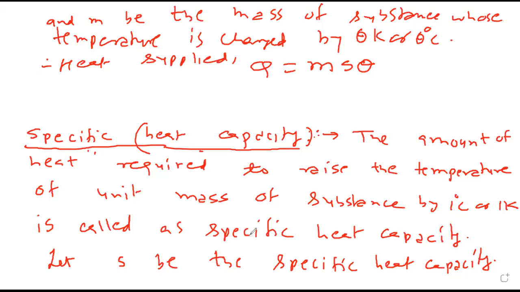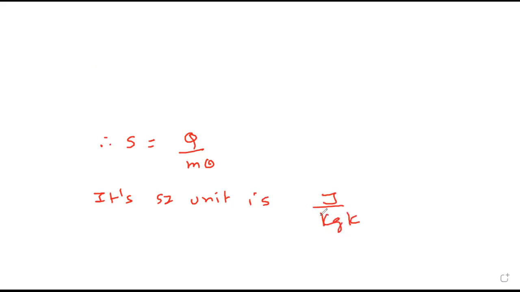Mass into specific heat into change in temperature is the total heat. Therefore, specific heat will be Q upon m theta. So what will be its SI unit from this? Can I say joule per Kelvin? Joule per kg Kelvin. What will be its dimension?